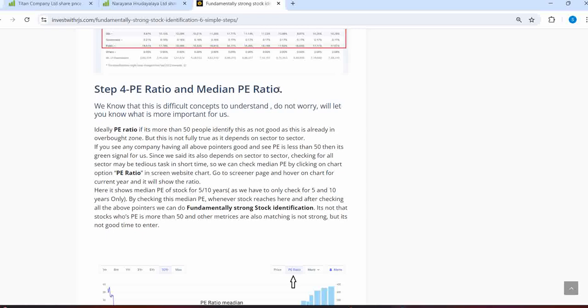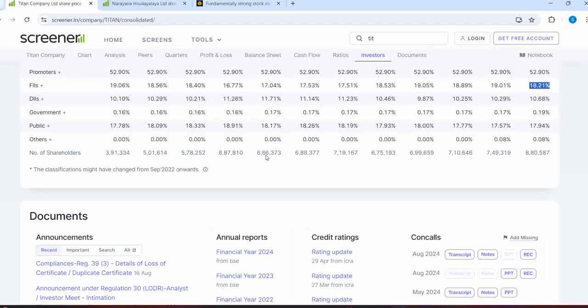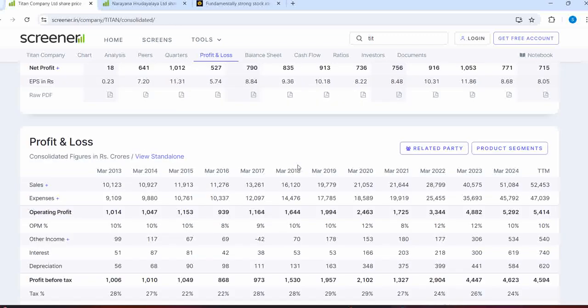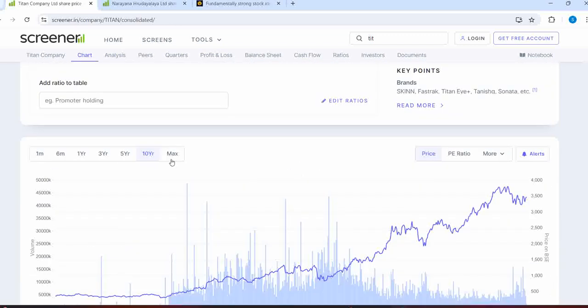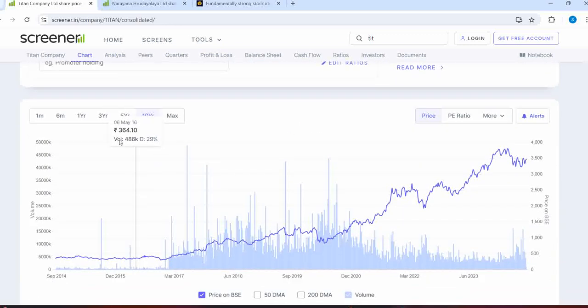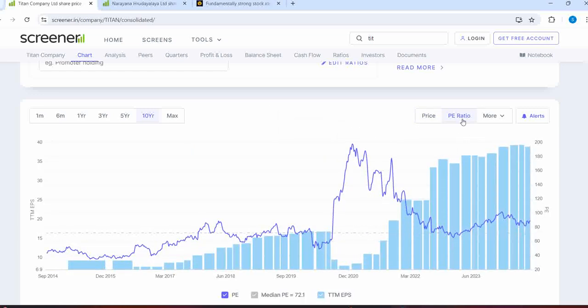So for that, people will go for a median PE. What is a median PE? If you see here, in the same chart which you are seeing in the screener, just go to the PE ratio. The average, median PE ratio for this is 46.7. This is average, 46.6. So if it comes near to it, almost people try to buy this.